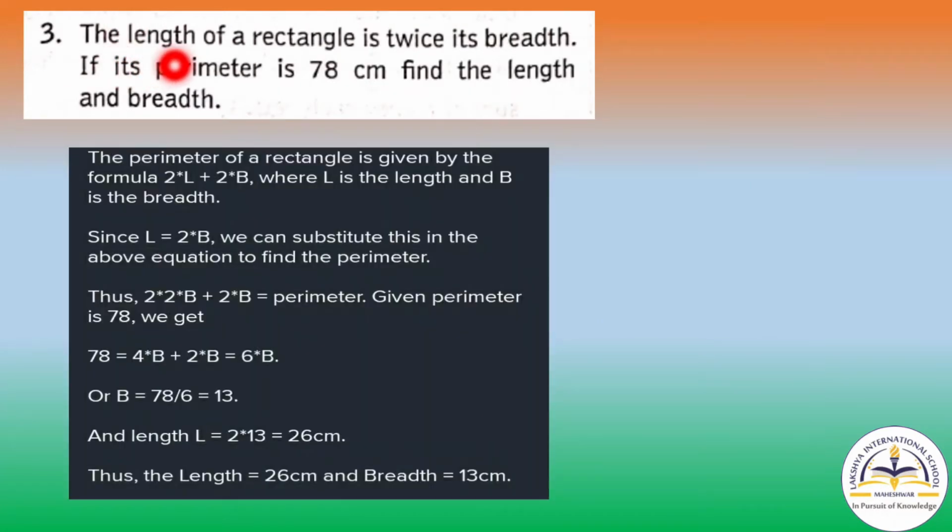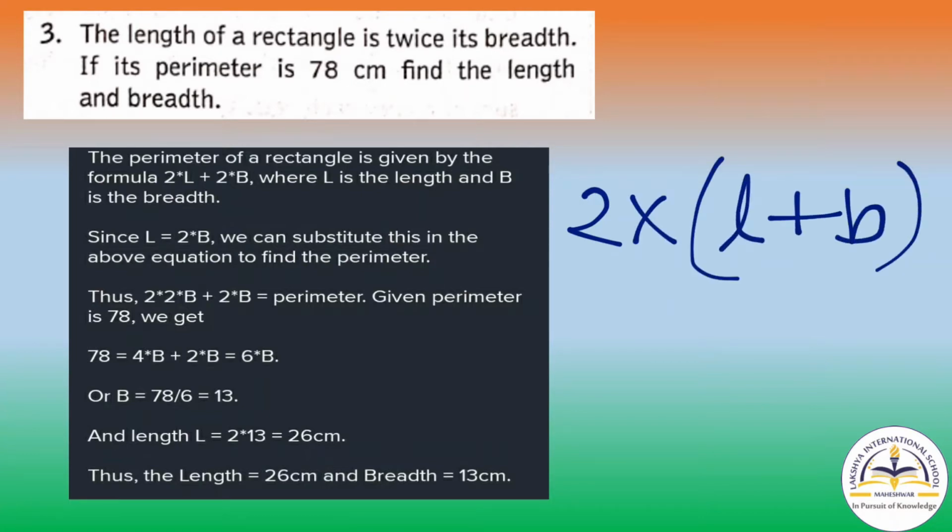Now question number 3: the length of a rectangle is twice its breadth. If its perimeter is 78 centimeters, find the length and breadth. The perimeter of a rectangle is given by the formula 2 into L plus 2 into B, or we can say 2 into (length plus breadth), where L is length and B is breadth. Since L equals 2 into B, we can substitute this in the above equation to find the perimeter.